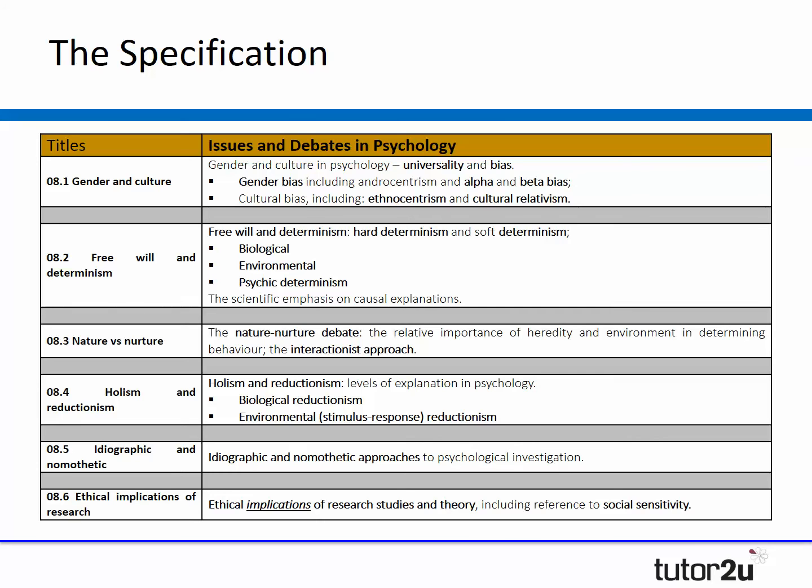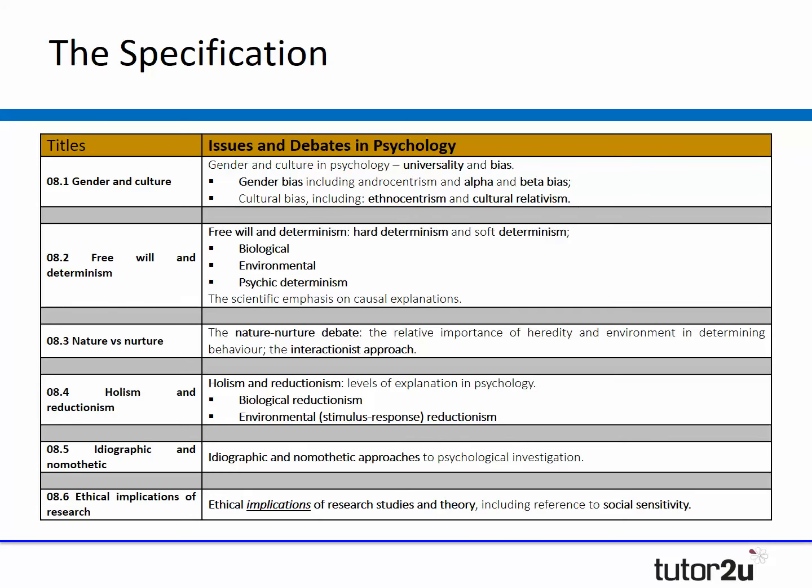Then you move on to free will and determinism, and there you'll see that there are 2 types of determinism in terms of making a distinction between hard and soft determinism. But students also need to be aware of 3 different types of determinism: biological, environmental and psychic determinism. So already we've got lots of key terms just in the first 2 points of the spec.